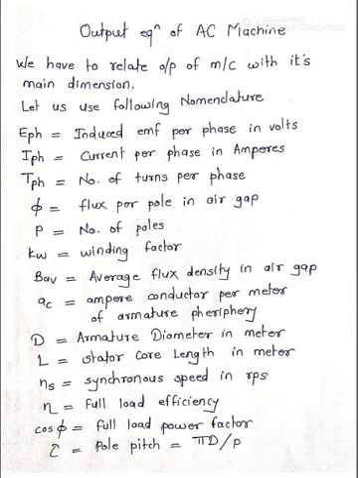AC means ampere conductors per meter of armature periphery. Capital D means armature diameter in meter. Capital L, stator core length in meter. NS means synchronous speed in RPS. Efficiency means full load efficiency. Cos phi means full load power factor. Tau means pole pitch, equal to pi D upon P. These are the nomenclatures which we are using for derivation of the output equation of AC machine.